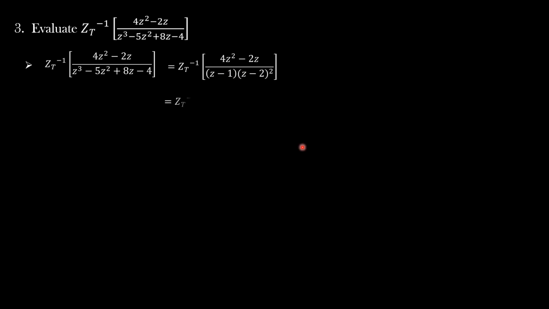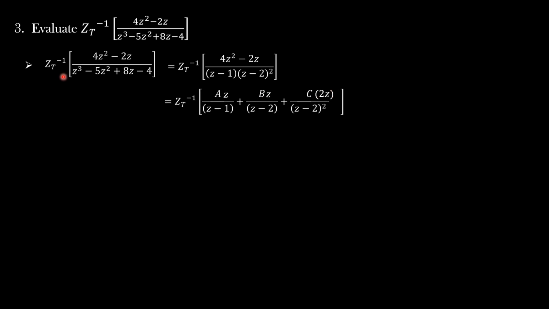And now by splitting, you will get inverse z transform of az/(z - 1) + bz/(z - 2) + c·2z/(z - 2)². And inverse z transform of z/(z - 1) is 1. Inverse z transform of z/(z - 2) is 2^n, and inverse z transform of 2z/(z - 2)² is 2^n · n.